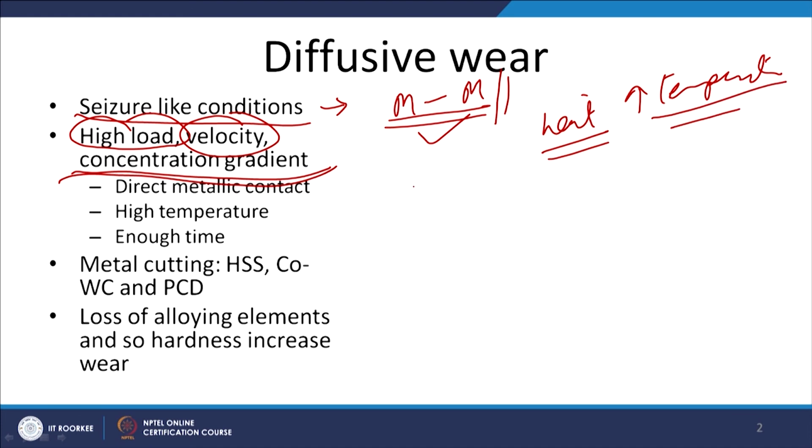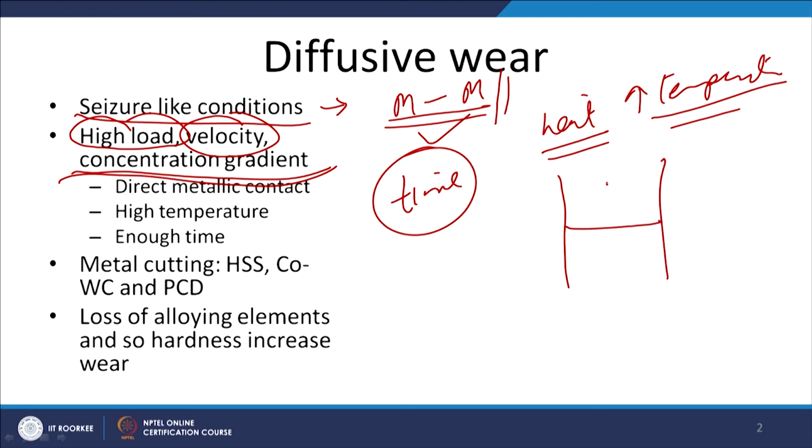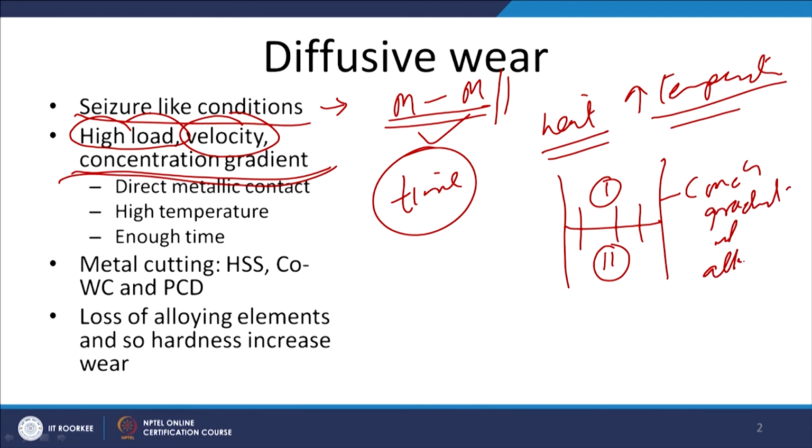Now, another important thing is time. If the sliding is taking place at too fast a speed, then time will be less for diffusion to take place. But at the same time there has to be a driving force for diffusion to take place. Like if there are two metals in direct contact, metal 1 and metal 2, the diffusion across the interface will happen only if there is a concentration gradient of alloying elements.